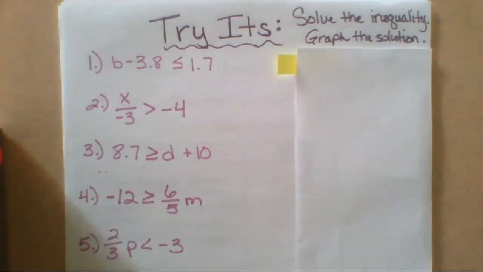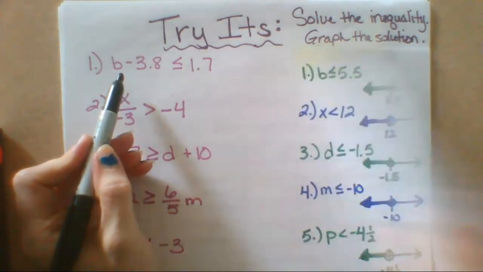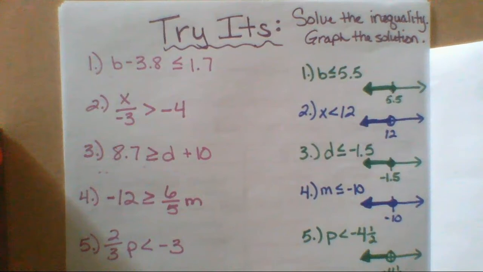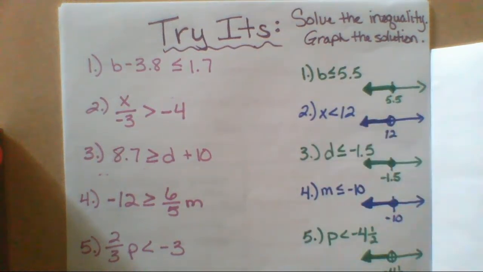Now that you've paused the video and tried them, let's talk about them. Number 1, you should have gotten b is less than or equal to 5.5, or 5 5/10, 5 1/2, whatever it may be. And here's what the graph would look like. Closed circle going to the left. In fact, all of our graphs should be going to the left. So all of our answers ended up being less than.